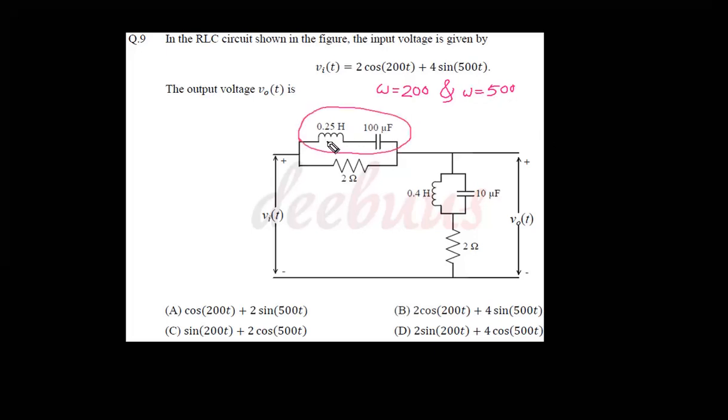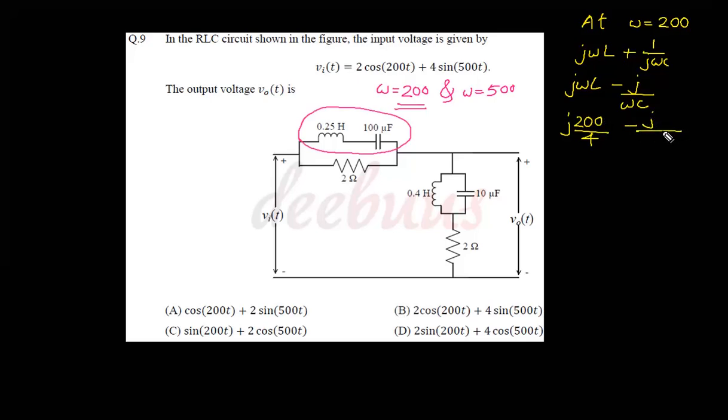Now we can check what will be the value of this inductor and capacitor combination at omega equal to 200. So at omega equal to 200, j omega L plus 1 by j omega C, or j omega L minus j by omega C. Here omega equal to 200, L equal to 1 by 4, so j 200 by 4 minus j divided by omega, again 200, times C, where C equal to 100 microfarad, so 10 raised to minus 4.